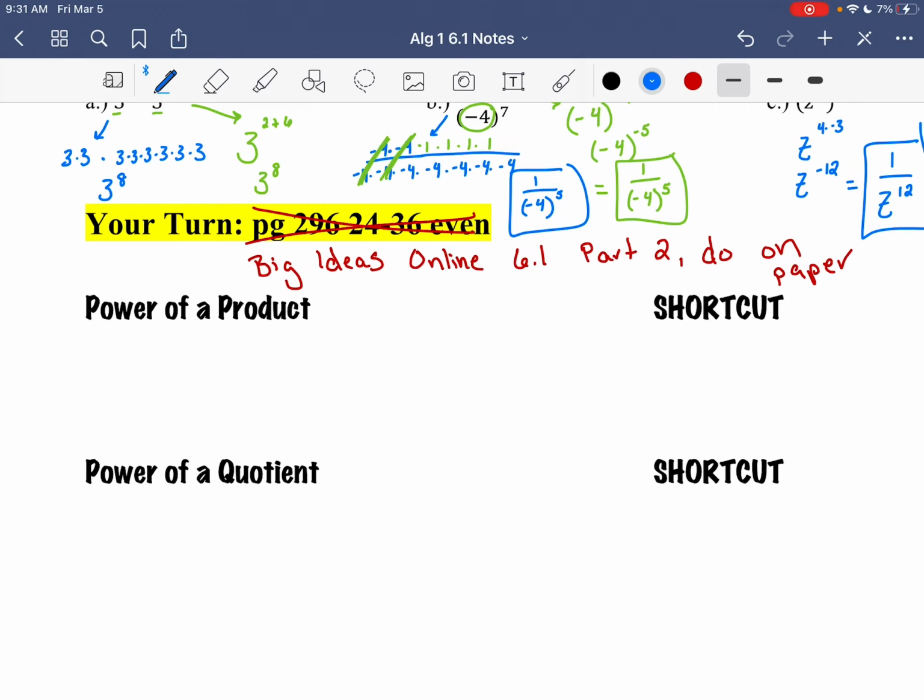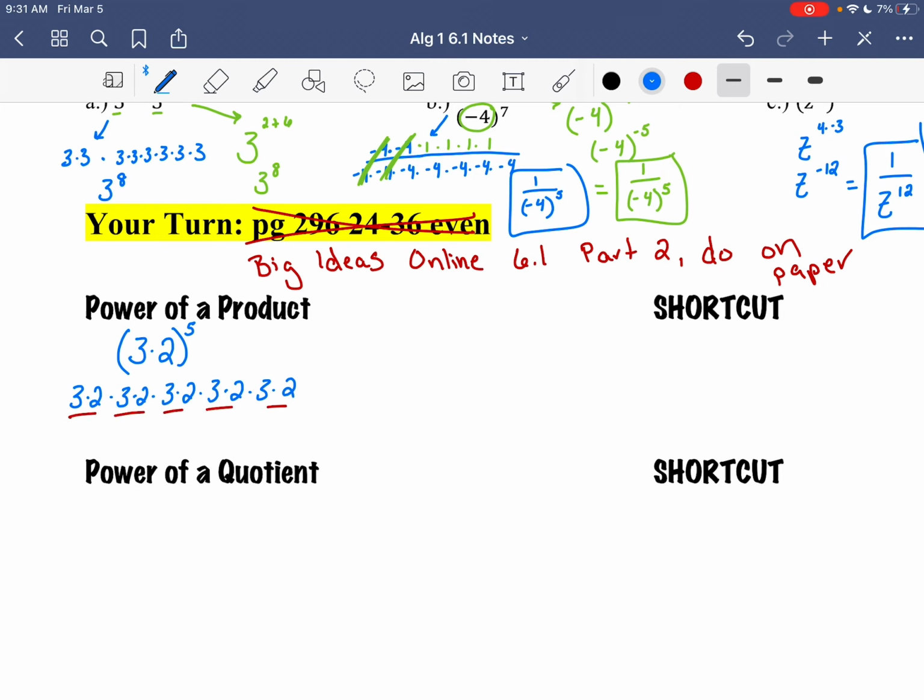The first one is power of a product, meaning if I'm multiplying two things, let's say 3 times 2, and I'm taking that to the 5th power. We can write this out longhand, which means I'm taking 3 times 2 times itself 5 times. Okay, we've got 3 times 2 times 3 times 2, 2, 3, 4, 5.